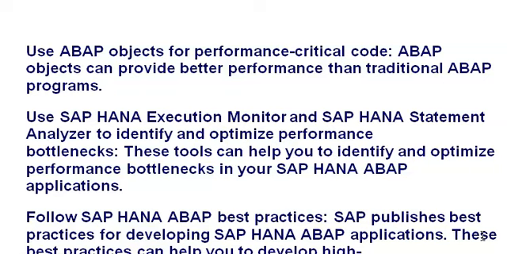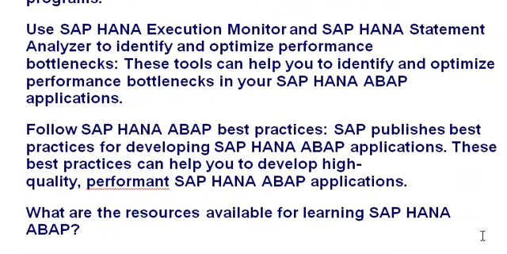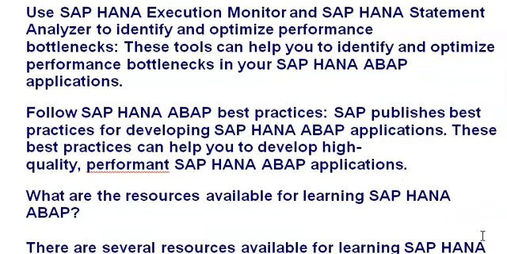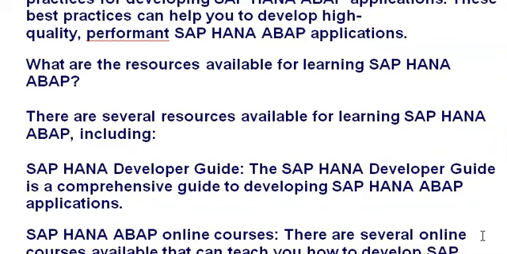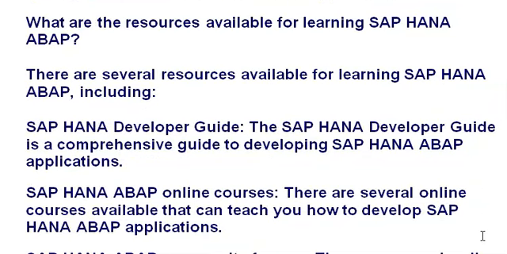Use SAP HANA Execution Monitor and SAP HANA Statement Analyzer to identify and optimize performance bottlenecks. These tools can help you to identify and optimize performance bottlenecks in your SAP HANA ABAP applications. And we should be following our SAP HANA ABAP best practices, and we will be going ahead with a lot of tools that we have. Maybe I'll be providing that in the description.